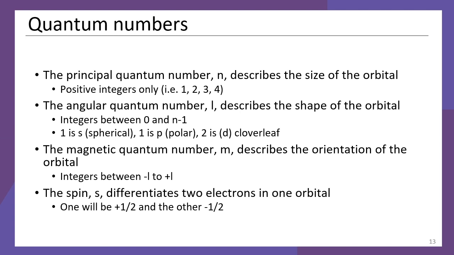Then finally we are looking at the spin. So arbitrarily this is set to one half, there being plus half and minus half. The really key thing is that it's 2 different options, which is why we can have 2 electrons in the one orbital, because even if everything else is the same, we can differentiate them by their spin.